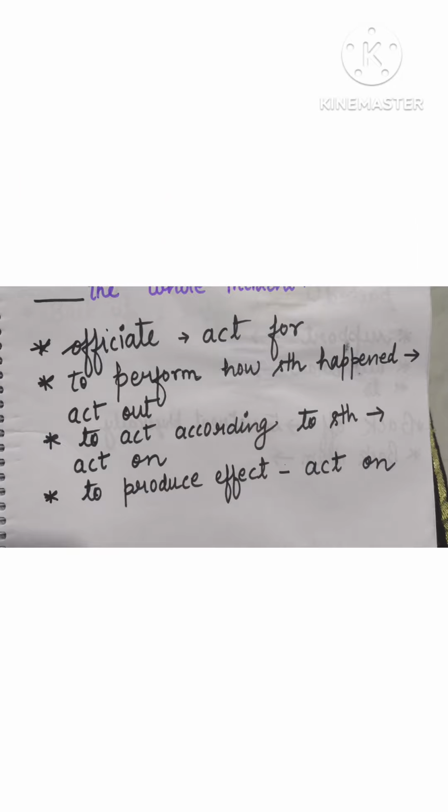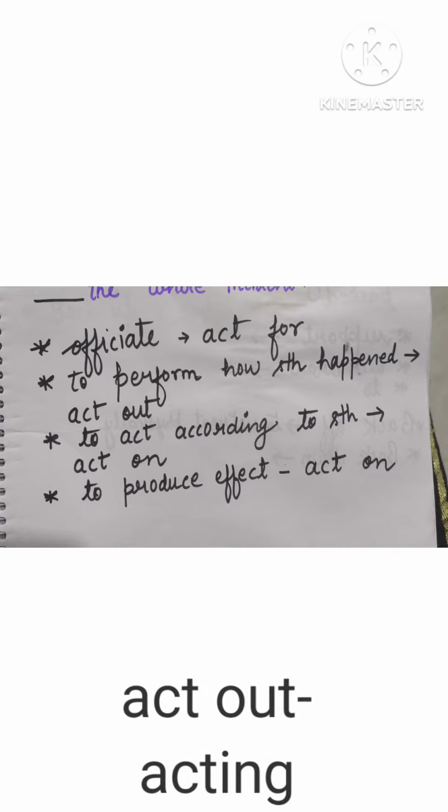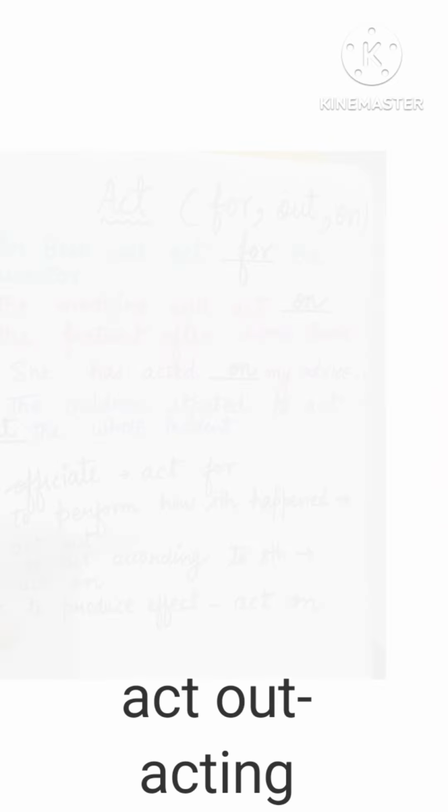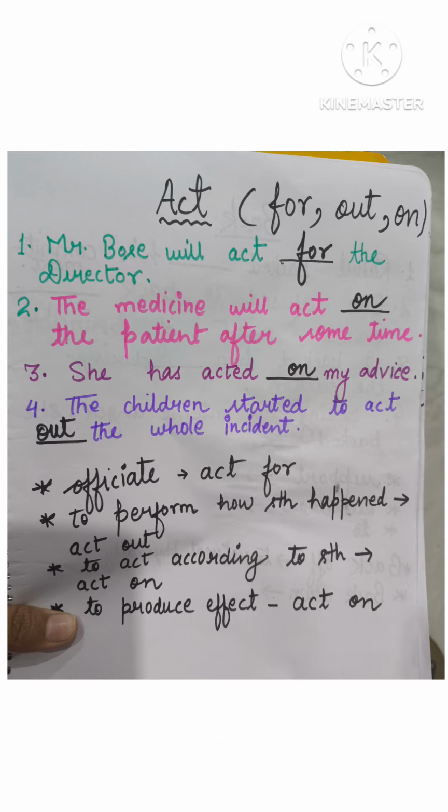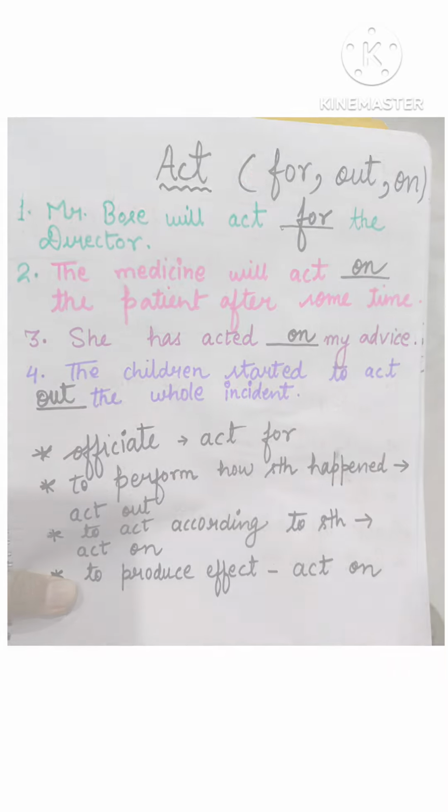The second phrasal verb is to act out. To act out means to do acting. That means to perform how something happened somewhere. Now in these all 4 sentences, which one suggests some acting or some performance? Right. So obviously this is sentence number 4. The children started to act dash the whole incident. That means how the whole incident happened. The children started to do acting about that. That means to act out. The sentence number 4 will be act out.